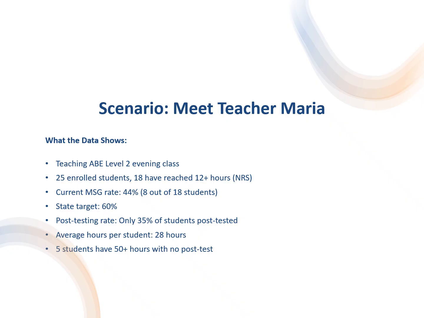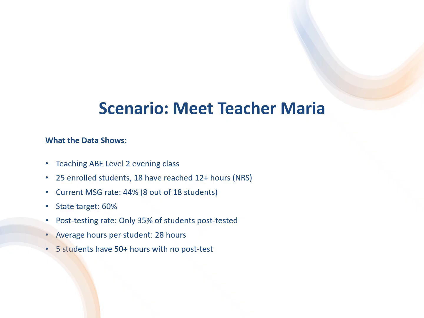You run report AEL0334, which is your MSG by instructor report, and you see teacher Maria's data. She's teaching an ABE Level 2 evening class, so we're talking about adult learners working on basic skills, probably many working during the day. She has good enrollment, 25 students enrolled, and 18 have reached 12 hours to become NRS students. That's 72% retention to NRS status, which is actually pretty good. But her MSG rate is 44%. That's below our 60% target. Only 8 of her 18 NRS students have achieved MSG.